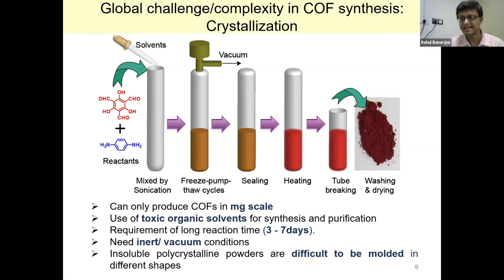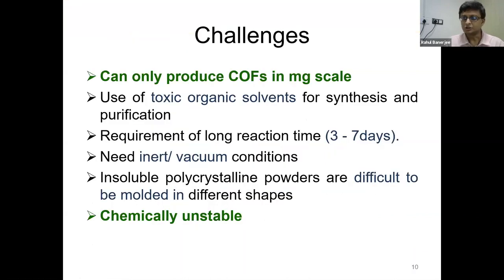You can probably get a tiny amount of pure material, which is good to understand the properties, but otherwise this method is really not good for anything, because it only gives you milligram scale product after 3 to 7 days of brutal heating under evacuated condition, flame sealed, and then you break the seal and so on and so forth. So it is really not viable. So these are the challenges, and I think we have fairly understood them. You need to make the materials quickly. These milligram scale products are not going to be of any use. And you have to have something chemically stable and flexible and so on and so forth.